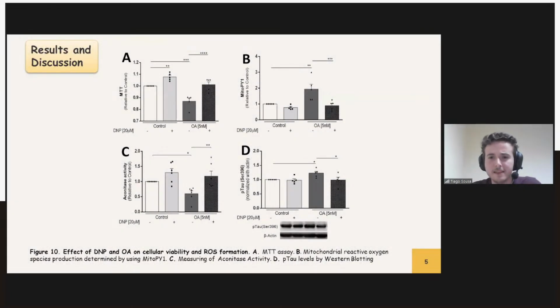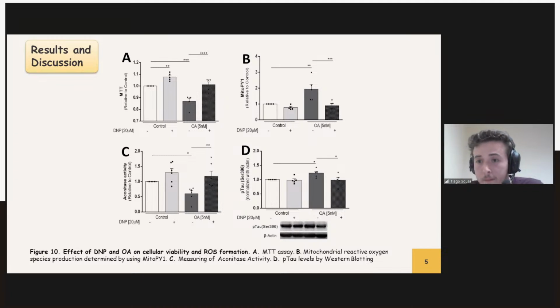The results. MTT assay: we show that oxalic acid decreases the cellular viability, and DNP was able to revert this process, which is incredible. In B, MitoPY1, we can say that oxalic acid really increases it, but DNP is also capable of reverting that. And this effect was also observed in aconitase activity, where oxalic acid is able to decrease aconitase activity, and DNP was able to revert this effect.